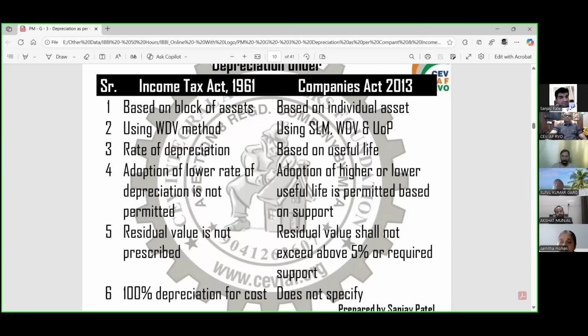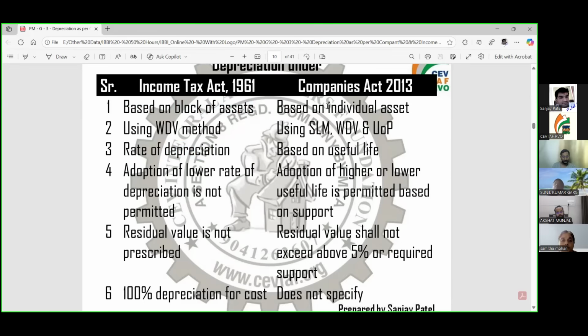It is based on the block of the asset. Now, what do you mean by the block of the asset? Under the Income Tax Act, the rate of depreciation is provided. So you can make a block of all the assets that have the same rate of depreciation. अगर 4 एसेट है जिसका डेप्रिसिएशन रेट 5%, 5%, 5% है, तो you can make a block of these 4 assets into one. So it is based on the block of assets whose rate of depreciation is the same.